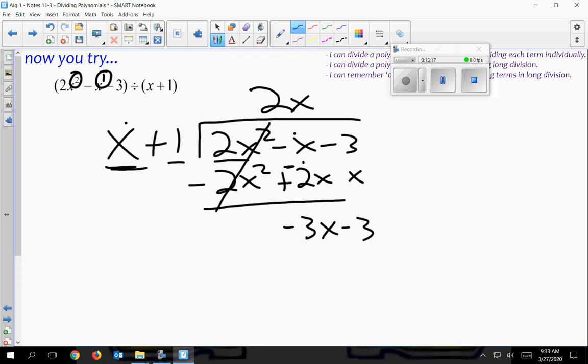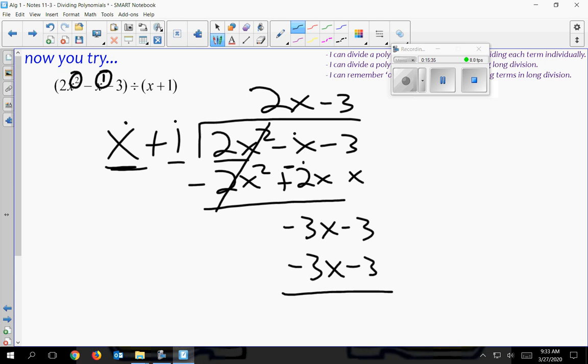How do I make this x negative 3x? Well, I think if I multiplied it by negative 3, it would work. So distribute this negative 3 to both of these. So negative 3x, and then minus 3.